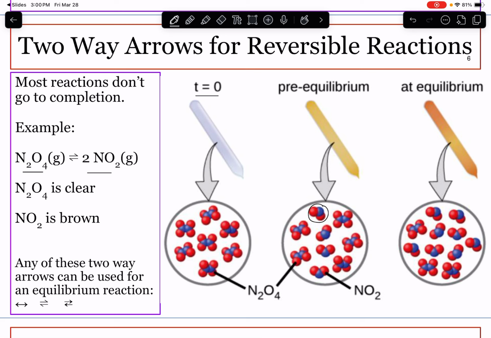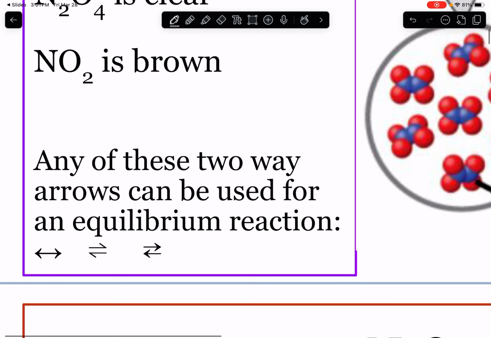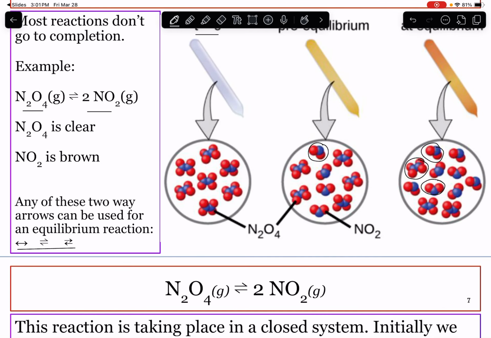And at equilibrium, we have a lot of NO2 molecules, but we also still have some N2O4. Not all of the N2O4 gets to turn into the products. This is because 2 of the NO2 molecules will turn back into the N2O4 before all of the N2O4 gets to turn into products. And this reaction keeps happening in both directions, and we use a two-way arrow to represent this. It could look like any of these to represent the two-way arrow.